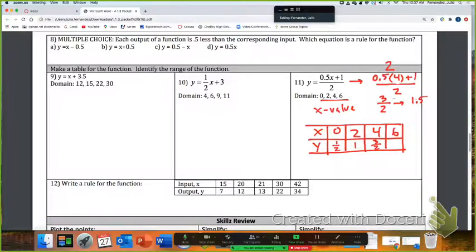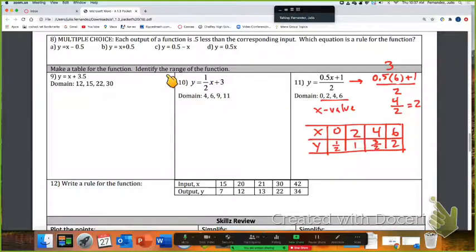All right, and then the last number we've got to plug in is 6. 0.5 times 6, that gives me 3. 3 plus 1 is 4. 4 divided by 2 is 2. Okay, and we completed the table.